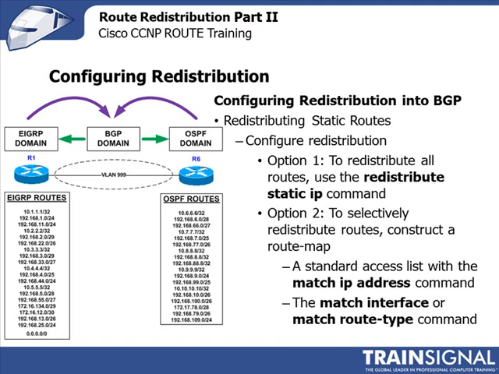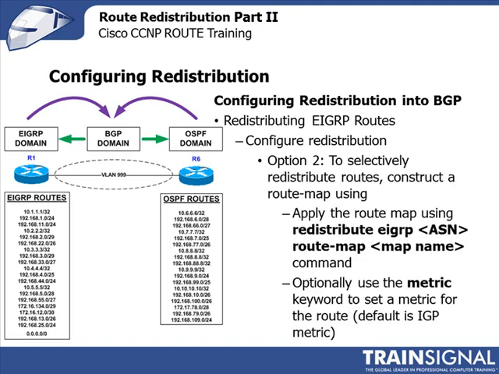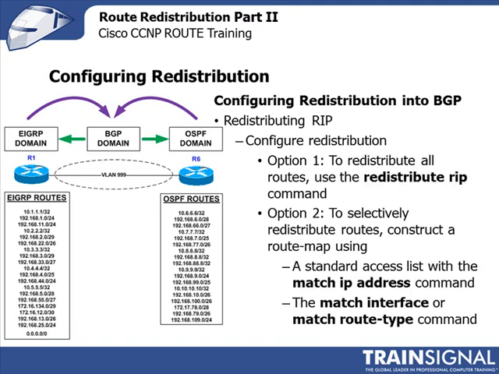For static routes, redistribute static IP if you want to import all of them. If you want to be selective, again, route maps with access lists, prefix lists, and so forth. Redistributing EIGRP into BGP, redistribute EIGRP autonomous system number. Obviously, if you want to be selective, route maps, access lists. Redistribute RIP, very, very simple and straightforward. Same process, redistribute RIP for all routes, or you can filter them using an access list, prefix list, or route map.